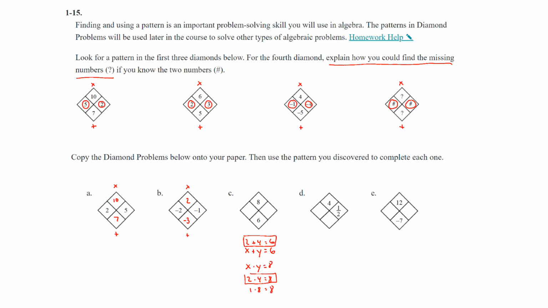And it doesn't matter where you put the 2 and the 4, because either way, 2 plus 4 or 4 plus 2 is 6, and 2 times 4 and 4 times 2 is 8. They're commutative. It doesn't matter the order that you multiply them in.